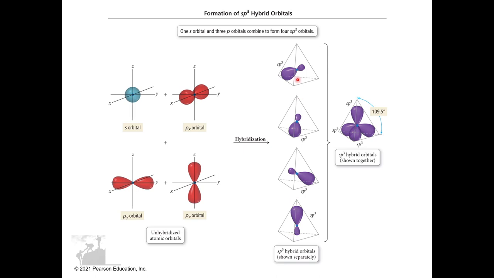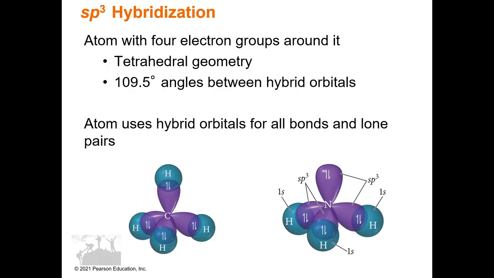Now, what happens when we try to put them together? We have a tetrahedral. And look at the bond angle, 109.5. Look familiar? So when you see sp3 hybridization, you know that you're dealing with a central atom that has 4 electron groups. So we have a tetrahedral geometry. Okay, so here, if you look very carefully, this is CH4.